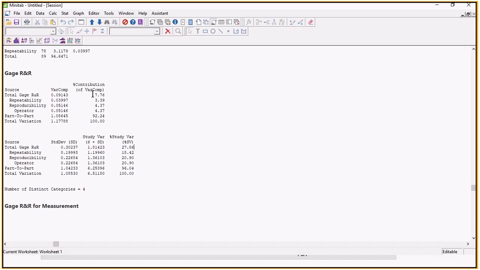So by looking at the percentage contribution, by looking at the study variation, and also the number of distinct categories, 4, I would say this measurement system is marginal accepted, and there is room for improvement. So we need to do the calibration again, or we need to call somebody who can calibrate, maybe external parties, or if you have an internal setup, you can calibrate this particular measurement system again and do the gauge R&R again to check whether your contribution percentage or study variation is improved or not.